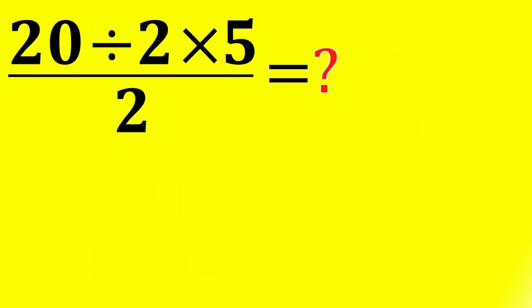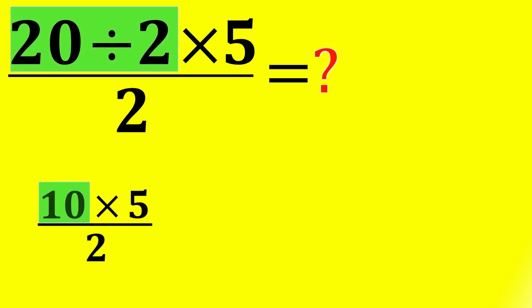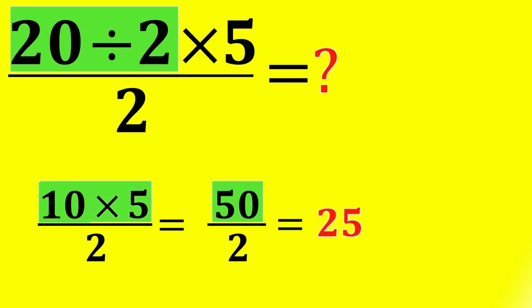Now, let's use that idea to solve the problem correctly. According to the order of operations, we start from the left and look for any division or multiplication. The first operation from the left is 20 divided by 2. That gives us 10. So now our expression becomes 10 times 5, divided by 2. Next, still going from left to right, we do 10 times 5, which gives 50. Now we're left with 50 divided by 2, and that equals 25. So the correct final answer is 25. That's it. Nothing fancy, just following the correct order, left to right, one step at a time.